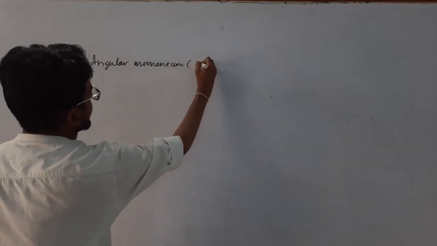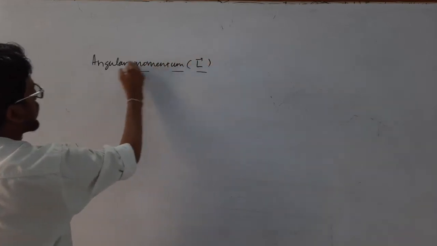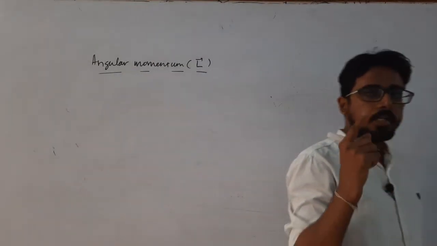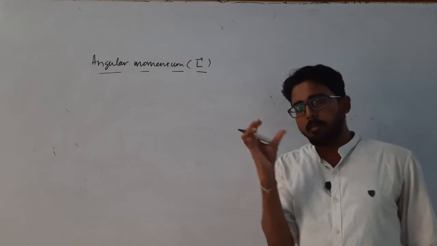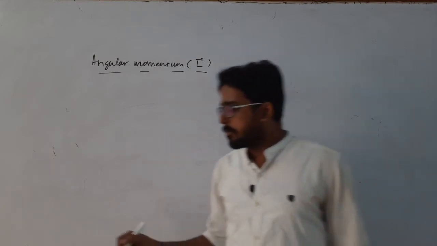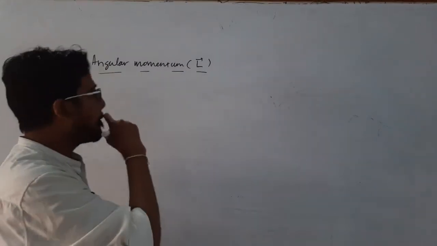This is defined as L, capital L vector. As we already studied, in case of linear motion, the linear momentum is defined as the product of mass and velocity of the particle. So in rotational motion, what is angular momentum?